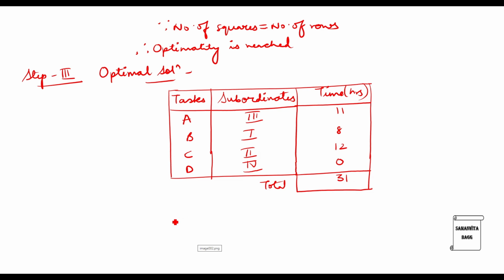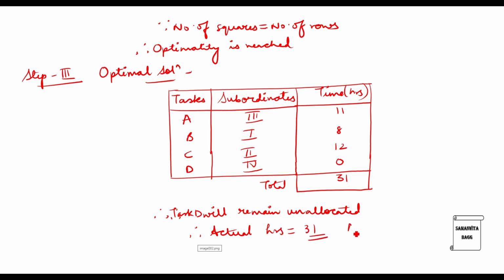So therefore, you write down D will remain. D is the task. So you can write down, therefore task D will remain unallocated. Therefore the actual hours will be 31. So this is my answer.